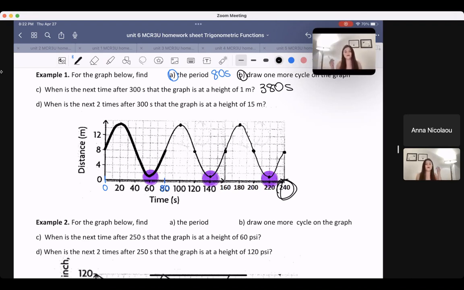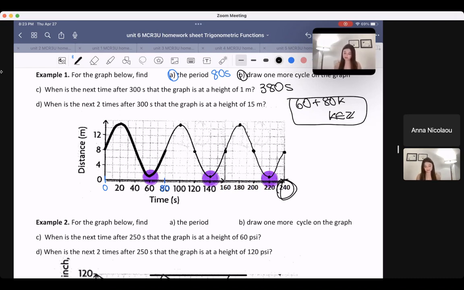So by finding out, okay, on the first cycle it's 60 seconds, and then just adding 80, adding 80, adding 80 as many times as we want until we get to the results we're looking for is a good way to go. Right? Because in general, when are we going to get to the height of 1 meter? It's going to be 60 plus 80k, where k is any integer, right? This represents all the infinitely many times that this is going to occur. Now, in this case, they just asked for one value. They didn't ask for this. They just asked for the one value, 380.